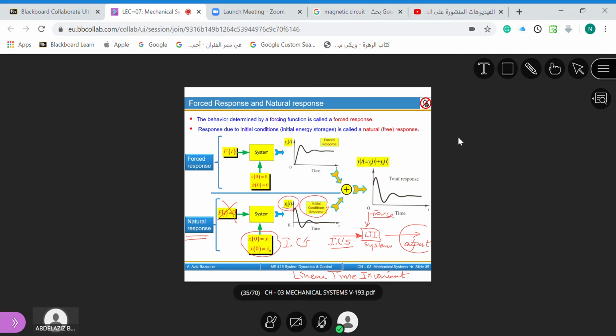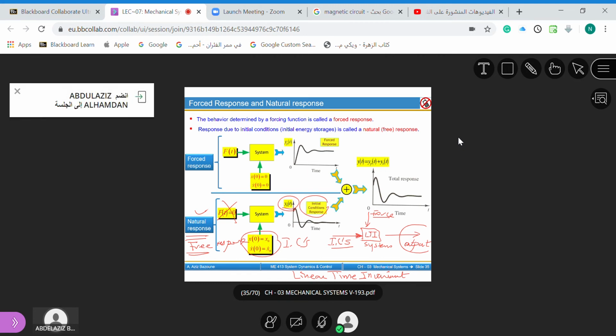When you study differential equations, you call it homogeneous. But in fact, it is the natural response or the free response. We can use these two terms, natural response or free response. As mechanical engineers, we use these two terms. We know that this response is due to the initial conditions. So this is our response here, the lower one, the response due to the initial conditions.